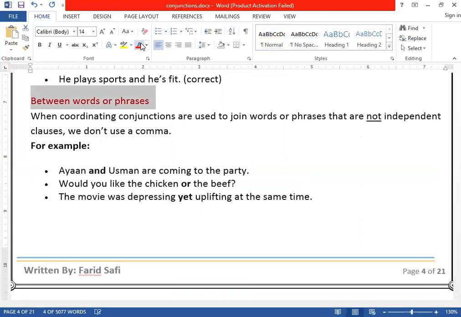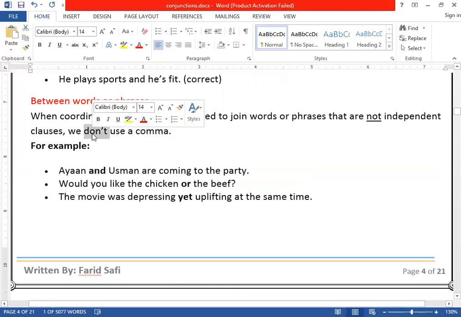We use a comma between words or phrases when coordinating conjunctions are used to join words or phrases that are not independent clauses. We don't use a comma. A comma is used when you have two independent clauses. But if you want to connect words or phrases with coordinating conjunctions, then in that case, we don't use it.